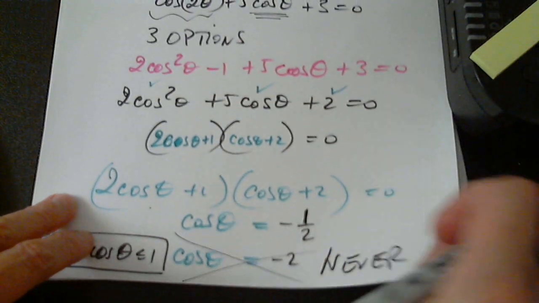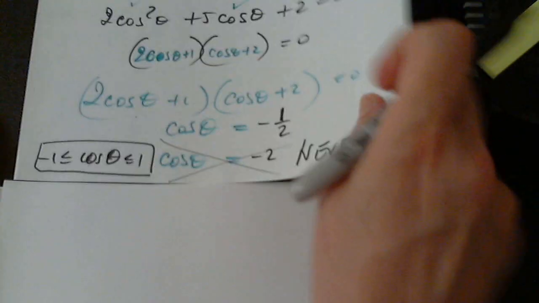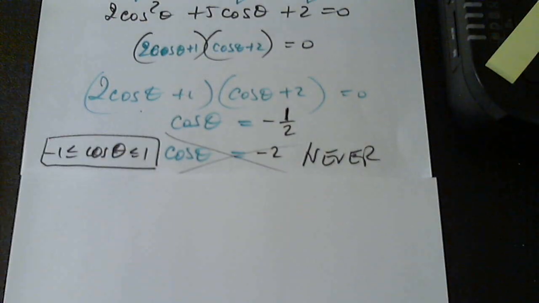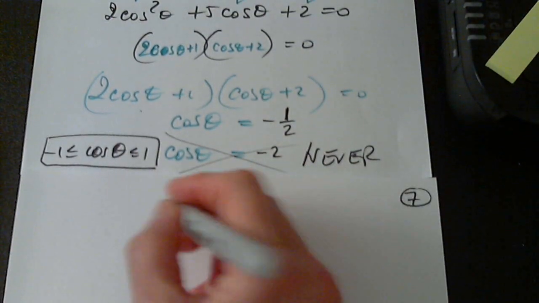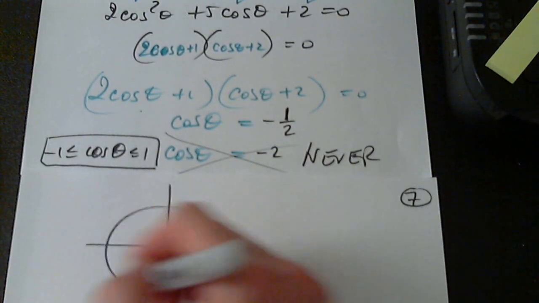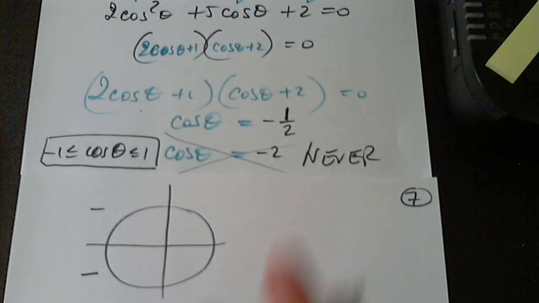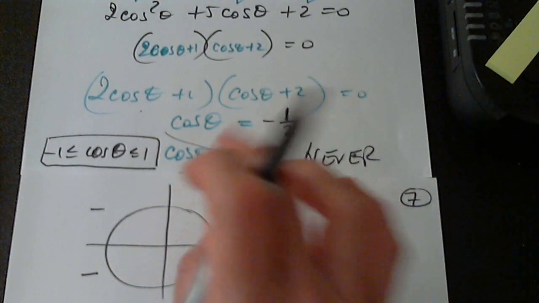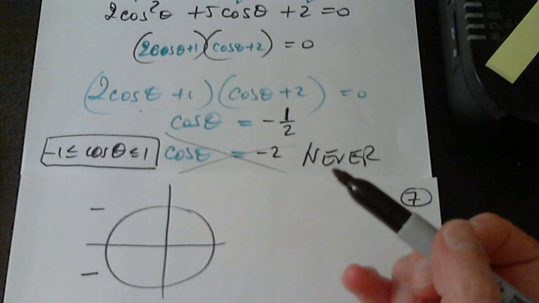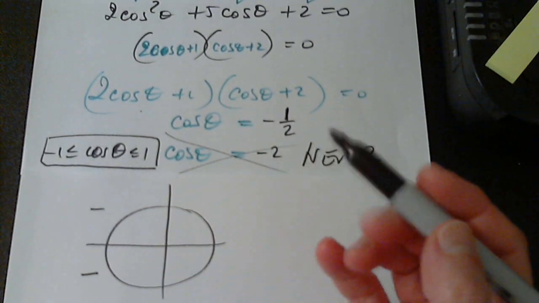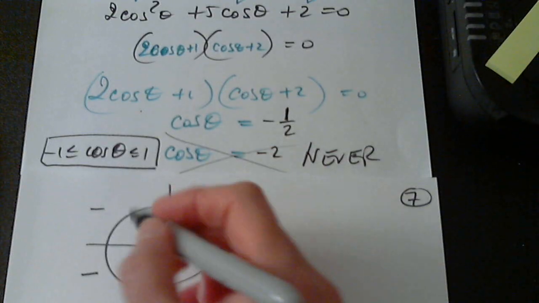We know cosine is negative in which quadrants? Can anyone tell us in which quadrants cosine is negative? The second and the third. Very good. Here and here. And the reference angle has to be 1/2, the cosine of the reference angle has to be 1/2. So that's only pi over 3, as we just had.